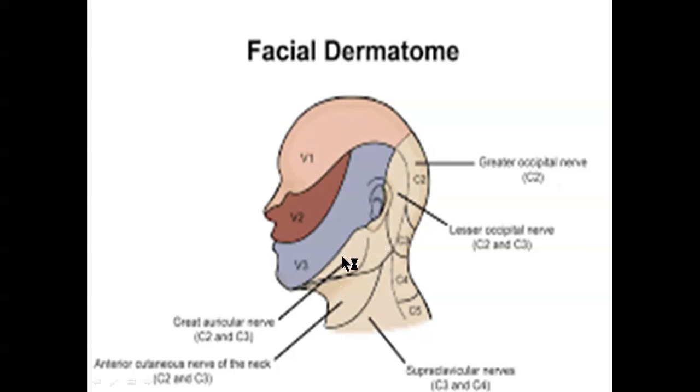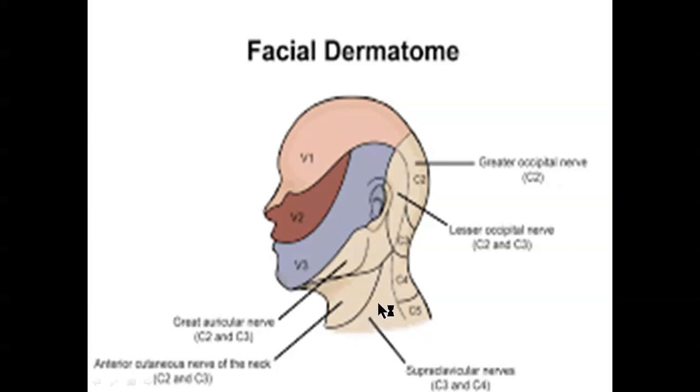So for this area, let's say we are talking about C2 and C3, which part, whether anterior or dorsal? Of course, we are talking about anterior if we are talking about anterior cutaneous nerve of the neck, which is coming from the segment of C2 and C3 spinal nerves. If we are talking about the lesser occipital nerve, it would be dorsal rami. Greater occipital nerve also would be coming from your dorsal rami, and C4 and C5 cutaneous branches over here would also come from your dorsal rami of these particular segments.